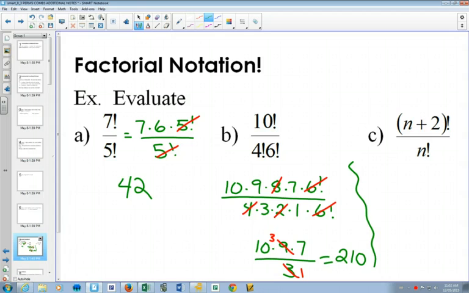And then sometimes we're going to have to factor factorials or simplify factorials where there's variables. And this is where it gets a little bit more tricky to figure out which one's bigger. Now in this one, I think it's quite obvious that n plus 2 is bigger than n. But you will have some later that will cause you to think.